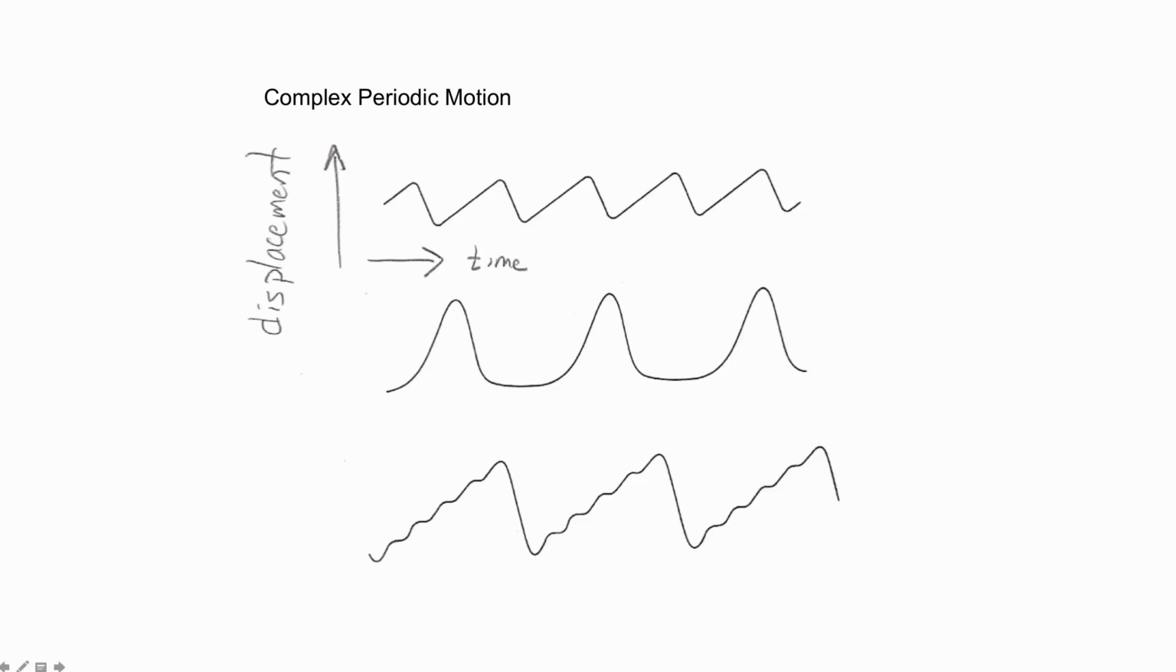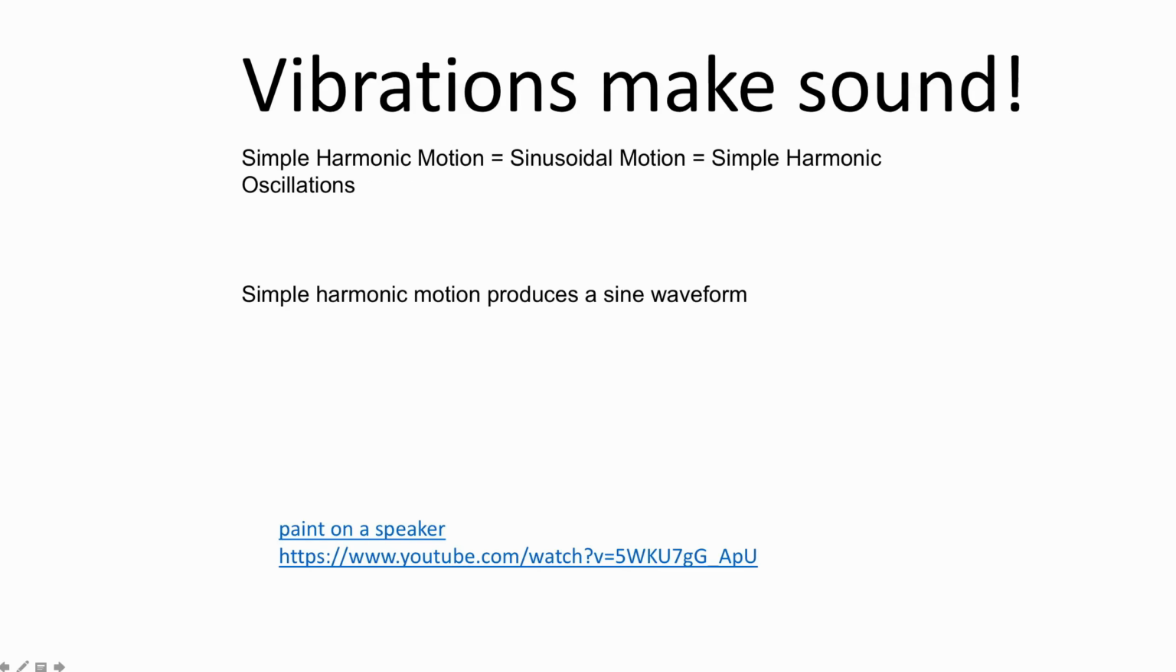So, okay, this is complex periodic motion. And the most important thing that I want to drive home to you in this part is that vibrations make sound. So in other words, a simple harmonic motion we call a sinusoidal motion, or simple harmonic oscillations. I'll refer to all those things as being the same. Those all produce a sinusoidal waveform. I'm going to show you about vibrations making sound. We'll just watch the first part of this video here.